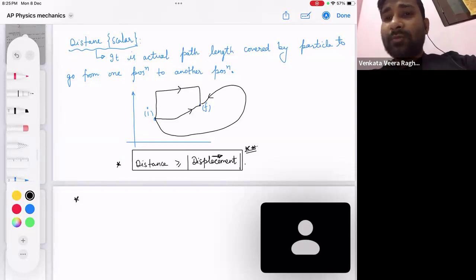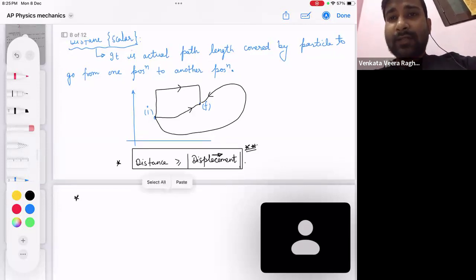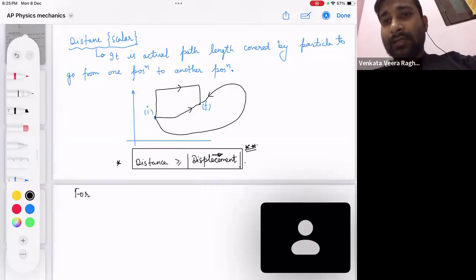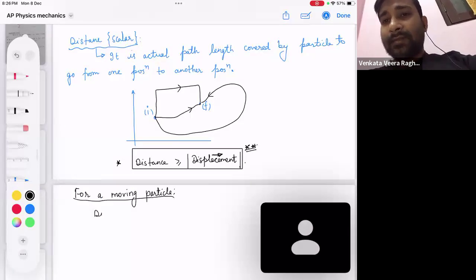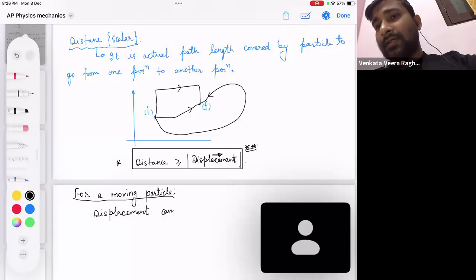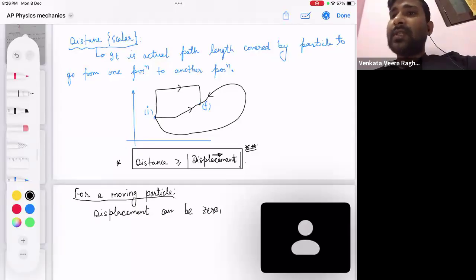So can I say for a moving particle, tell me this point, that displacement can be zero? Yes or no? It can be zero, right?